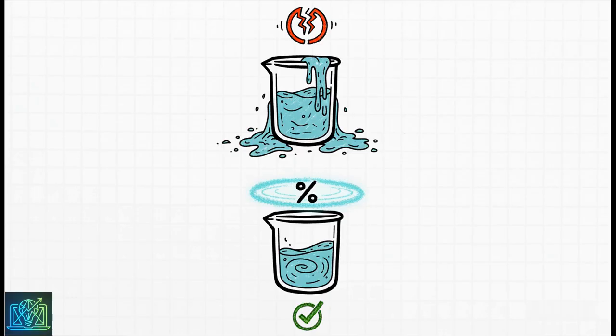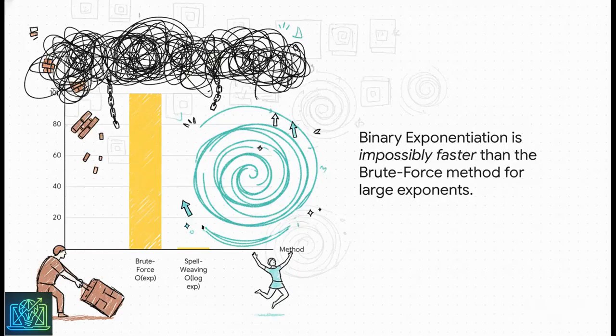It's called the modulo operator. Just think of it as a magical force field that keeps our numbers from spilling over. It makes sure everything stays within a manageable size, so our spell works perfectly every time, no matter how powerful it gets. So, the big question, just how much faster is our new spell?